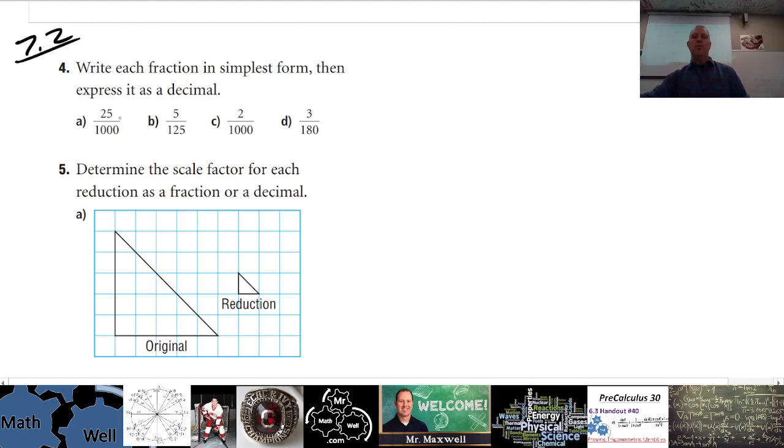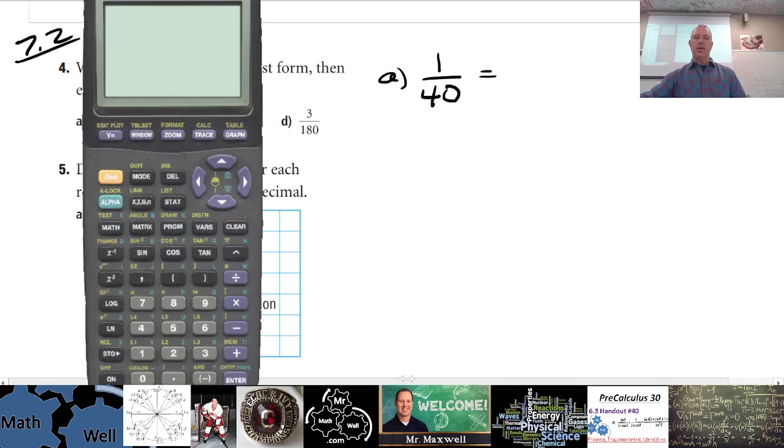So 25 over 1,000, you can divide both top and bottom by 25. That will give you 1 over 40. Now as a decimal, you're going to want to put that into your calculator. So 1 out of 40.